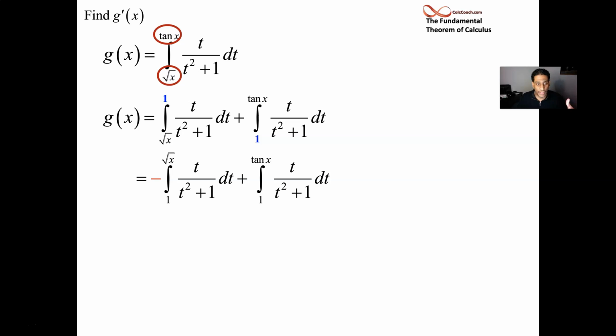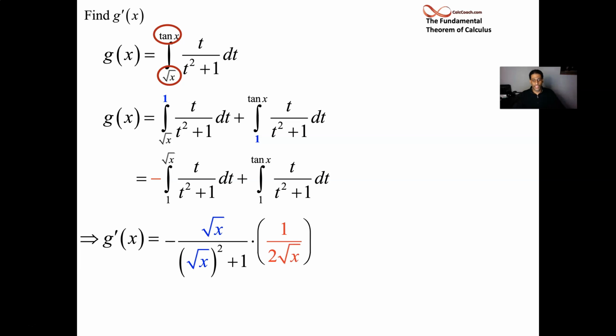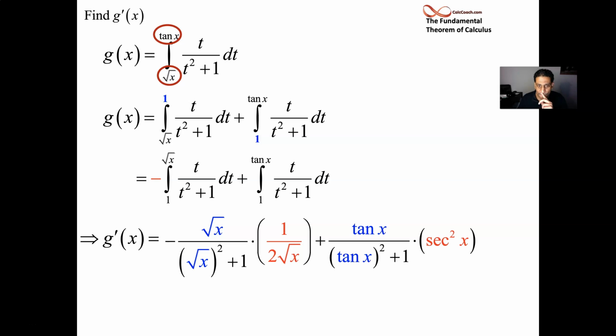And then to take the derivative, we're going to have to use the chain rule. Replace the t's with root x, multiply by the derivative of root x. Replace the t's with tan x, multiply by the derivative of tan x. So in my first step, remember I had that negative down front. I'm going to replace the t with root x, multiplied by the derivative of root x, which is 1 over 2 root x. In the second one, I'm going to replace the t with tan x, multiplied by the derivative of tan x, which is secant squared of x.